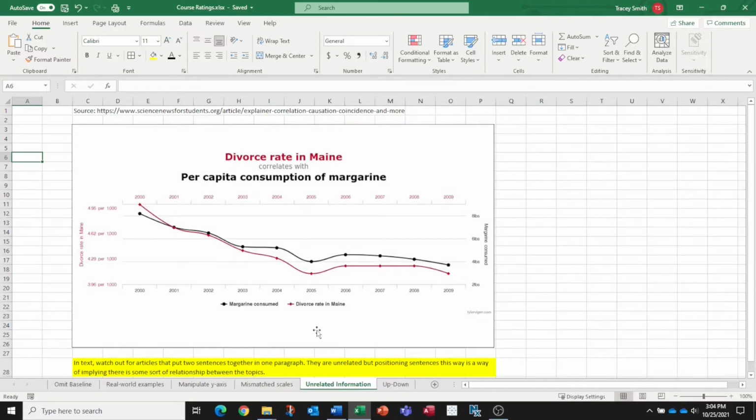Now, this is on a chart. The other thing that I've seen when you're reading articles in the news, reading it online somewhere, watch for paragraphs where people put two sentences together in one paragraph. They are not related to each other, but the fact that you read sentence A immediately followed by sentence B, they've done that positioning to imply in your mind that maybe there's a connection between two pieces of information when there really isn't. Technically, they're not related, but the way they have positioned them in the sentences in their article, they want you to, in your mind, connect these two pieces of information together.